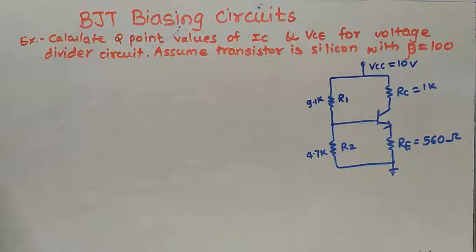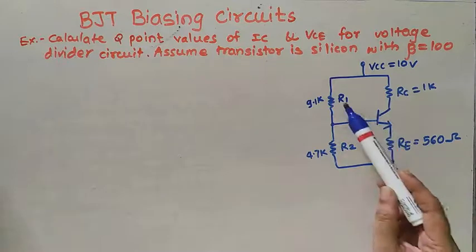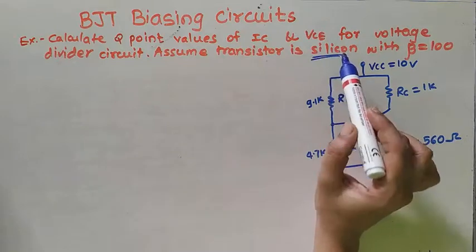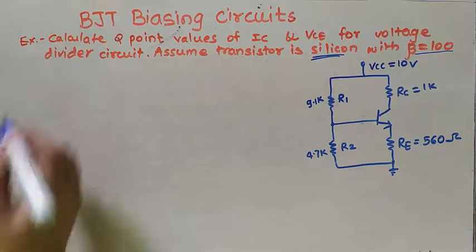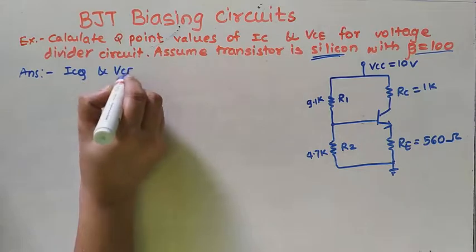So our first numerical: calculate Q point values of IC and VCE for the voltage divider circuit. Assume the transistor is a silicon transistor with beta equal to 100. So here, what is given? The voltage divider circuit is given with all the resistor values and the VCC supply. The transistor is silicon and the beta value is 100, and we have to find out the Q point values of IC and VCE. That means we have to find out the ICQ and VCEQ values.